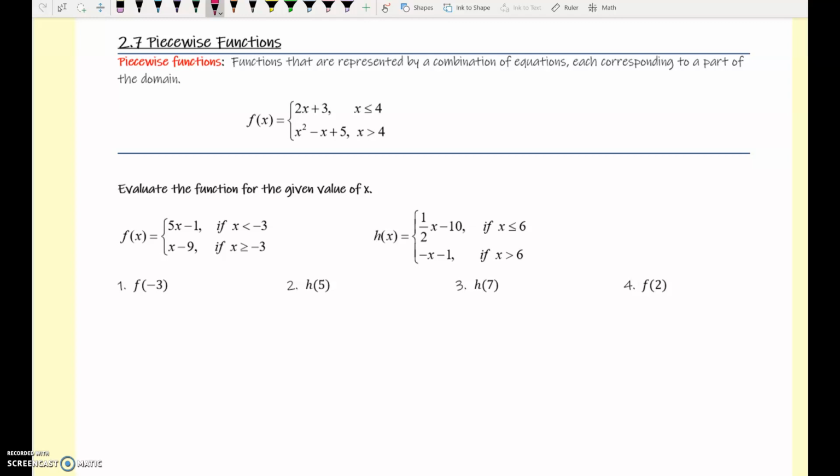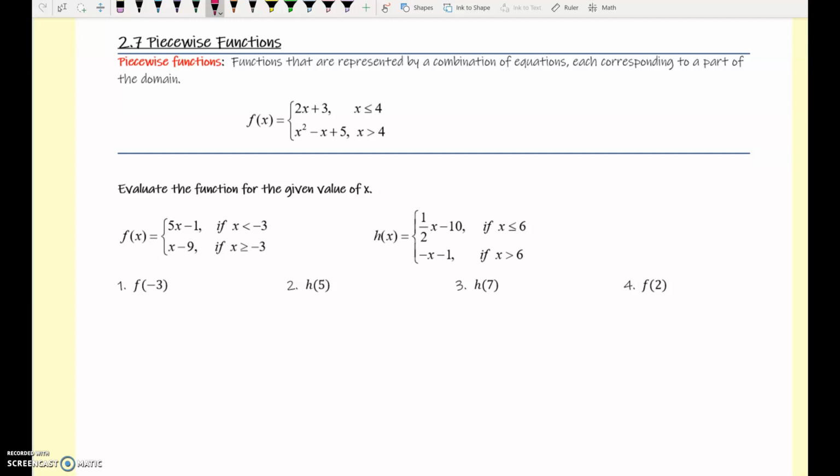Today we're learning about piecewise functions. It's called piecewise functions because it's like we take two or more equations and we look at specific pieces of those functions. So in this example, 2x plus 3 and x squared minus x plus 5. If our x values are less than or equal to 4, we're going to use the top equation. If our x values are bigger than 4, we're going to use the bottom equation.